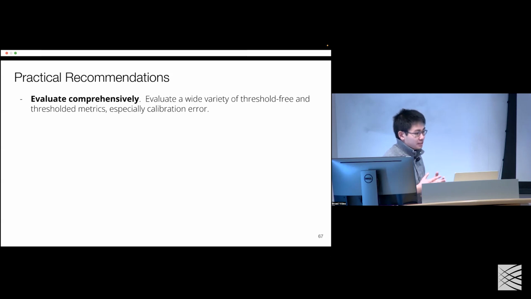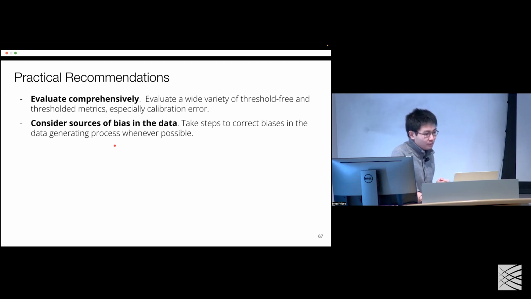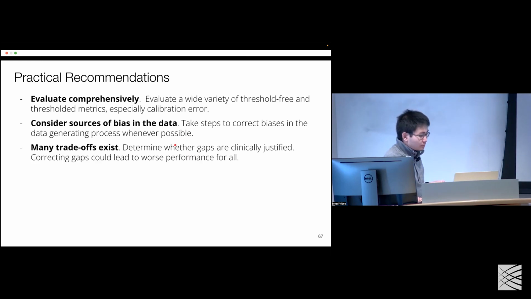The first is to evaluate comprehensively. To evaluate a wide range of metrics, threshold-free metrics, threshold metrics, calibration error, and so on and so forth, as we saw before. Second is to consider sources of bias in the data whenever possible. Consider label bias, sampling bias, distribution shifts, as well as how the model will be used downstream. And if possible, take steps to correct bias in the data generating process instead of blindly applying algorithmic intervention.